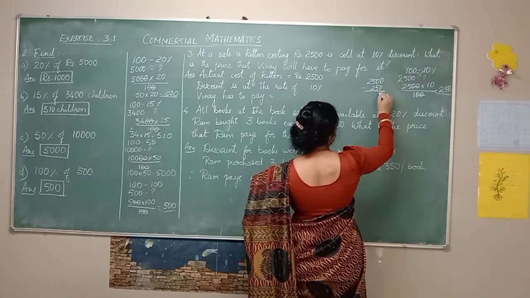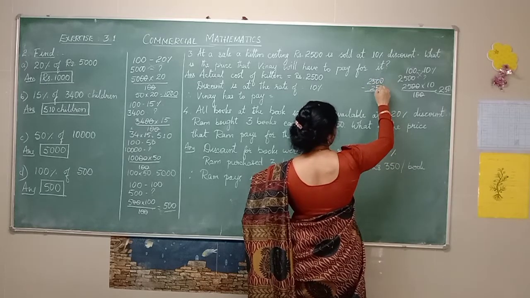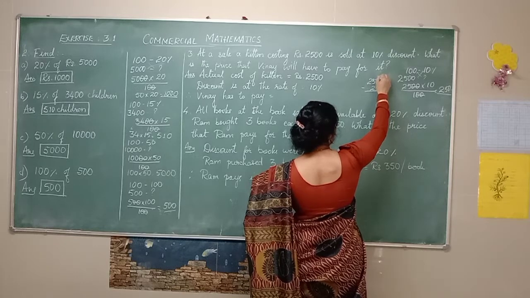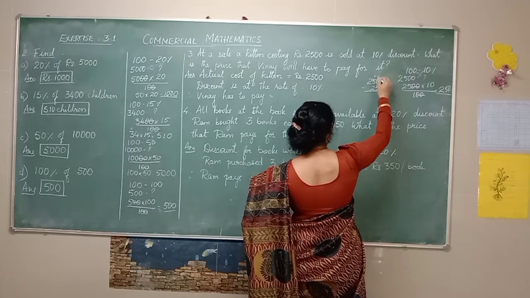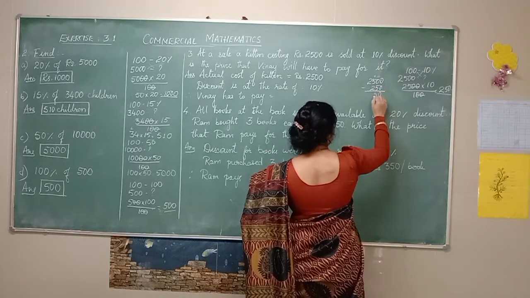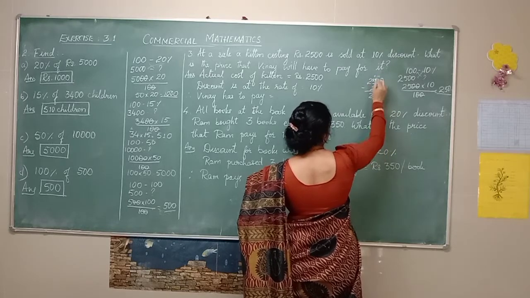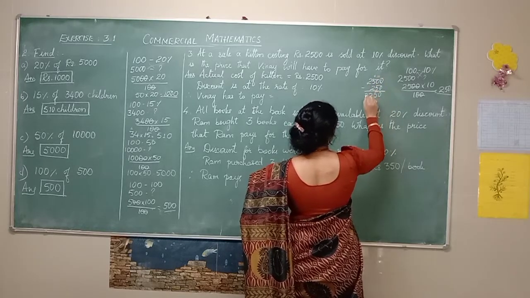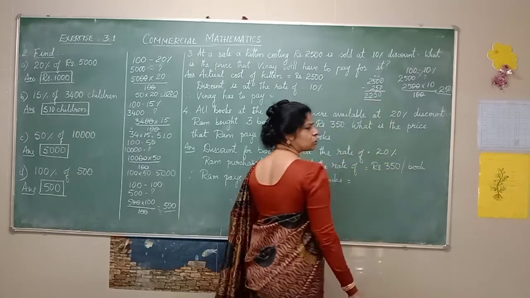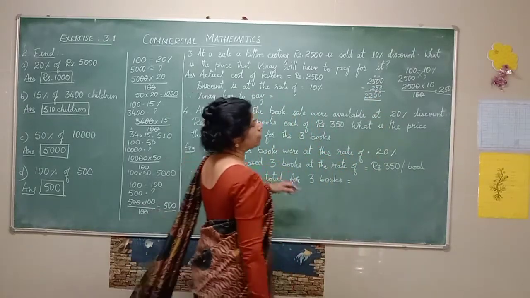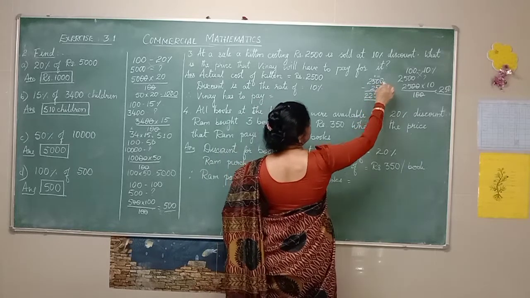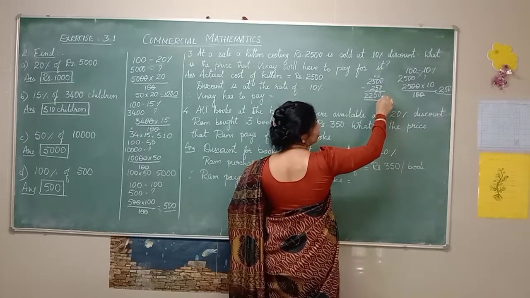So 0 minus 0 is 0. From 0 you cannot minus 5. So you will borrow 1. This becomes 10. And here will be 4. So 10 minus 5 will be 5. 4 minus 2 will be 2. And here it will be 2. So what is the amount he has to pay? Instead of 2,500, he has to pay 2,250.